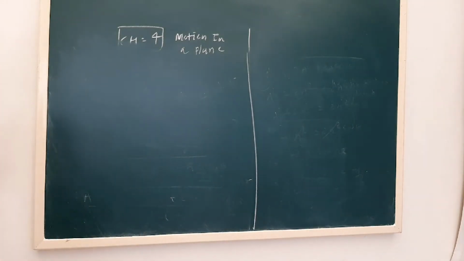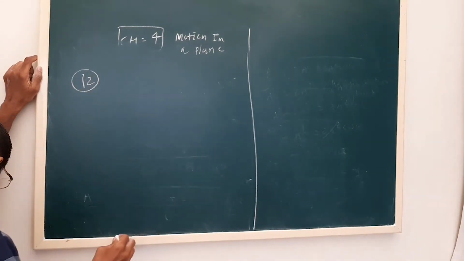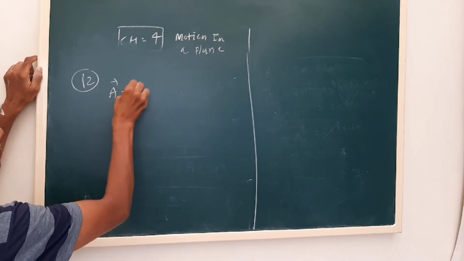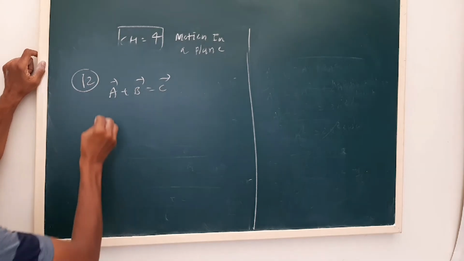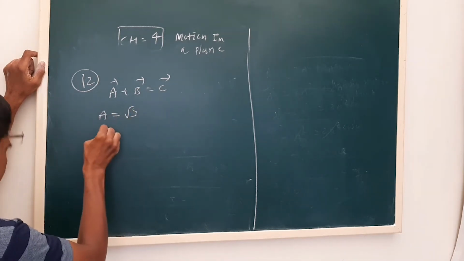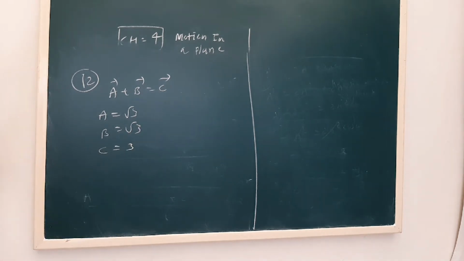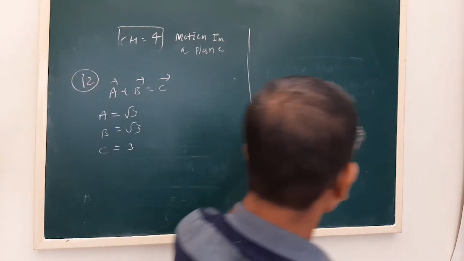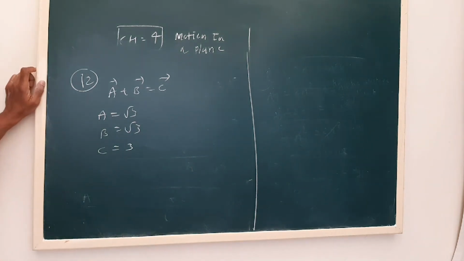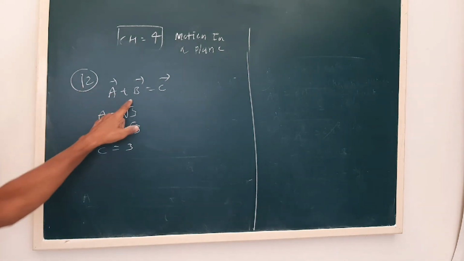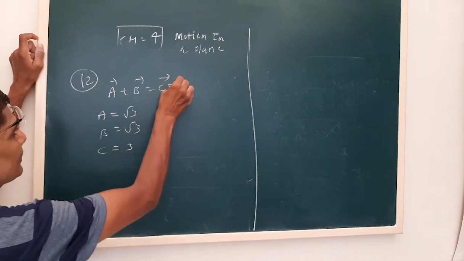See our next question. A plus B. Okay, there is a vector addition. A is equal to root 3 and C is equal to 3. See, we have to find out how the vectors are inclined, what is the angle between them. See here, A plus B is C. So that is a vector addition. So C is nothing but our resultant.